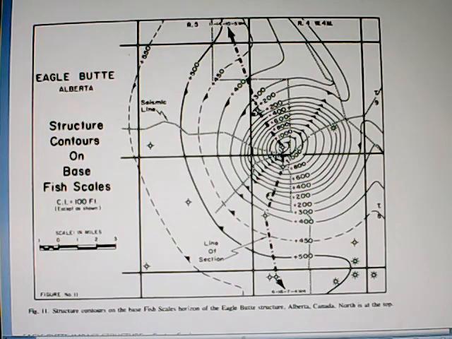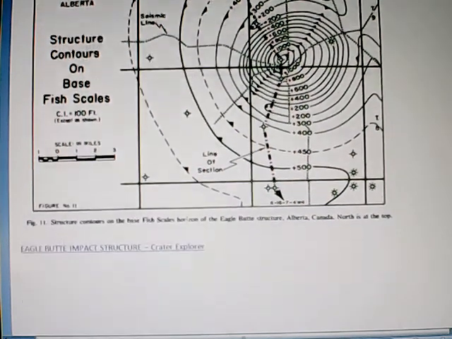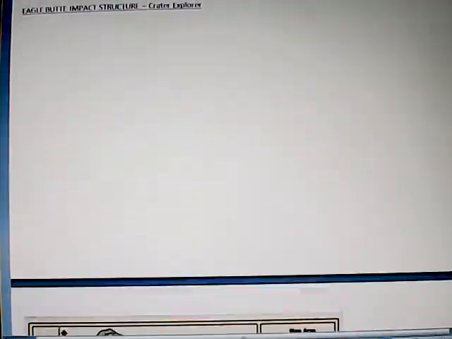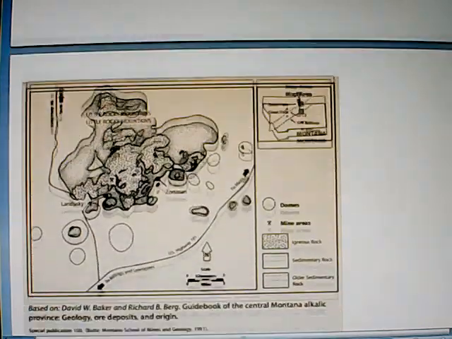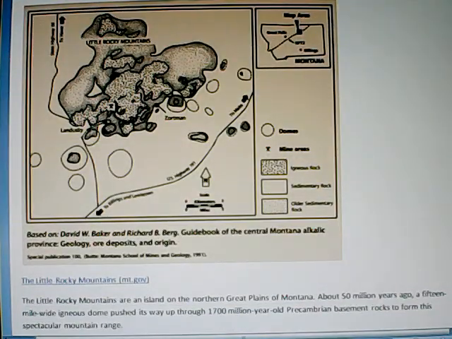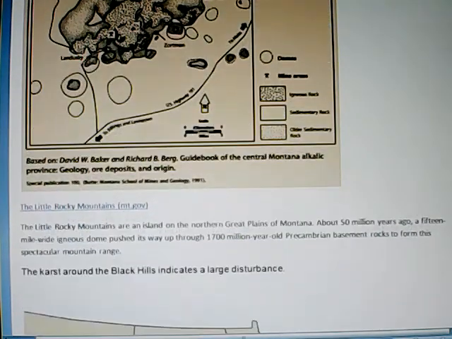Here's the Eagle Butte crater in Alberta. Not much information on the Little Rocky Mountains. They're an island on the northern Great Plains of Montana about 50 million years ago. A 15-mile wide igneous dome pushed its way up through 17,000 million year old Precambrian basement rock to form this spectacular mountain range.